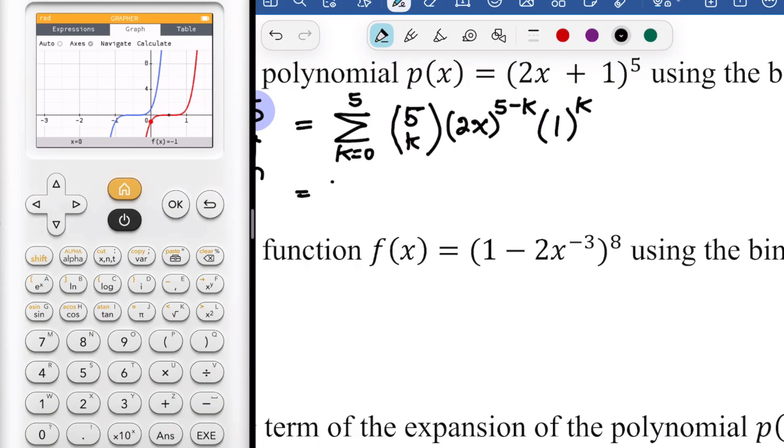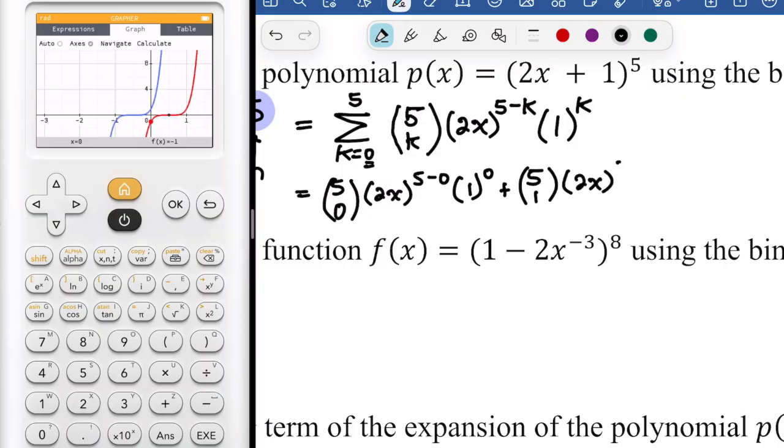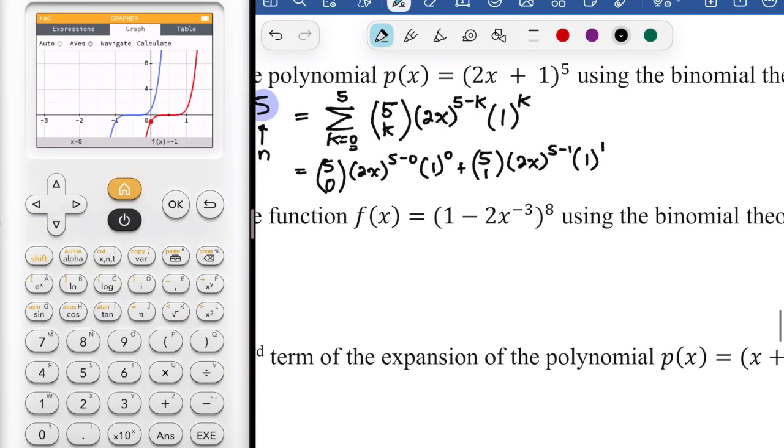In my expansion, I'll do the whole thing out though. We start off with a k value of 0, so 5 combination 0, 2x to the 5 minus 0, 1 to the 0th. Then I'm going to decrease my exponent overall, but I'm increasing my k. 2x raised to the 5 minus 1, 1 to the first.